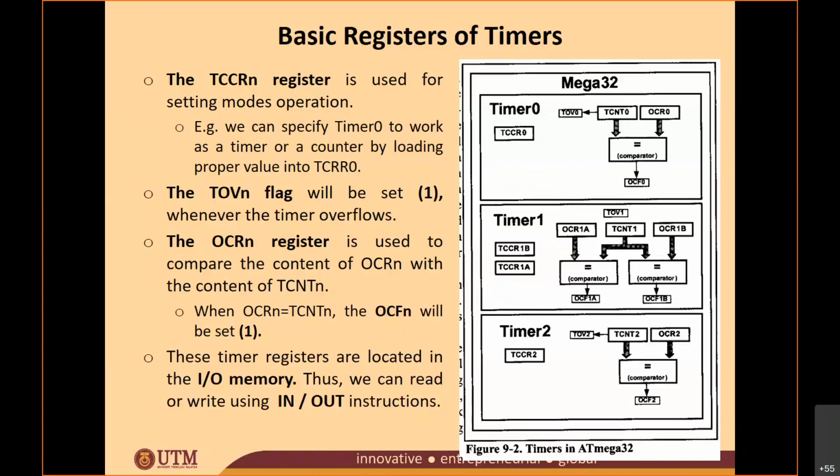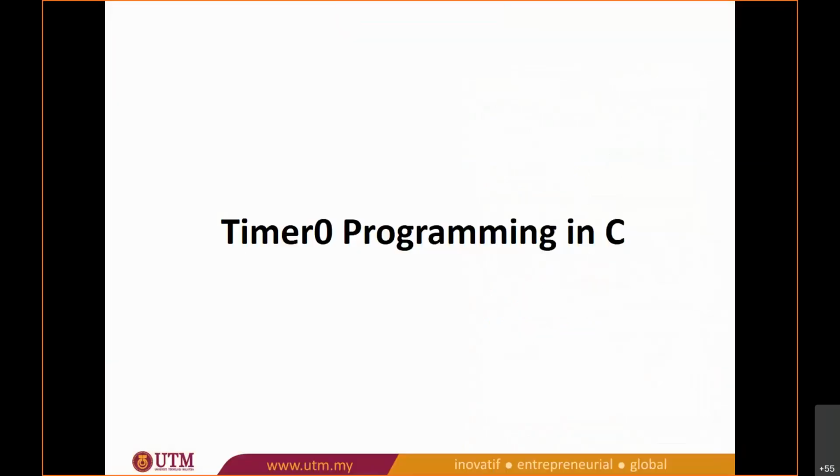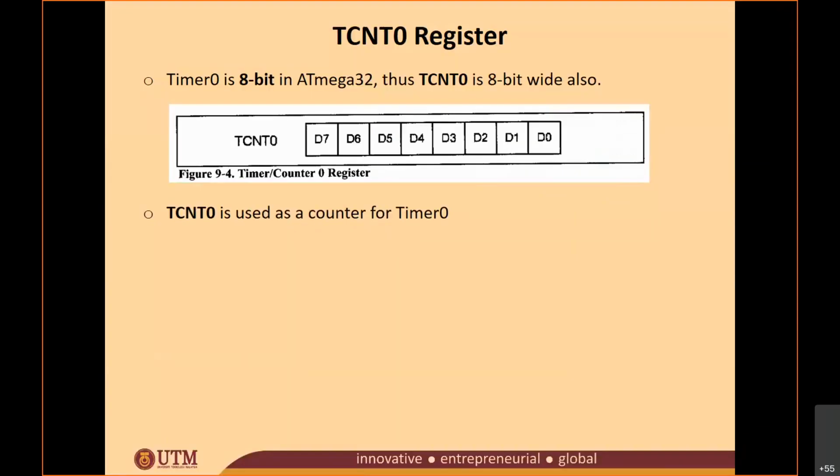Okay, if no question, then we go to how to write the timer 0 programming by using C language. First we look at the TCNT0 register, because this is your counter register. The timer 0 is 8-bit in ATmega32, thus your TCNT0 is 8-bit wide also. The size of your TCNT0 is 8-bit.